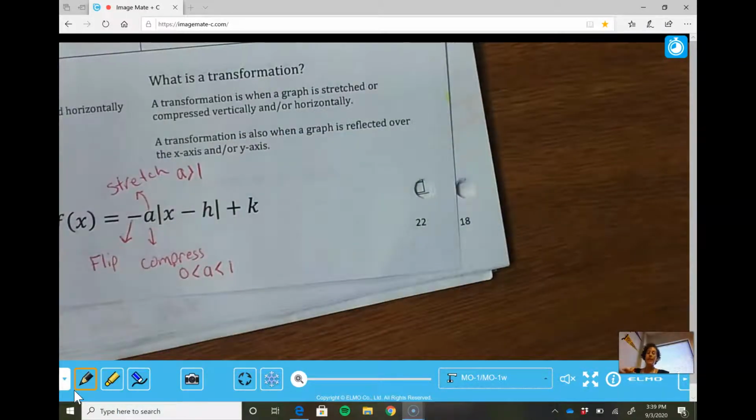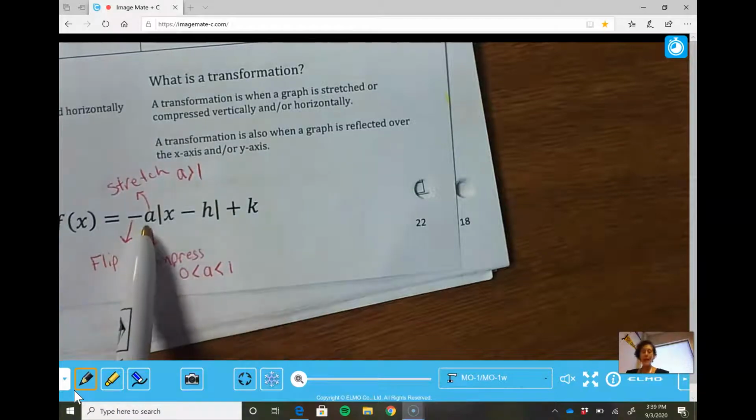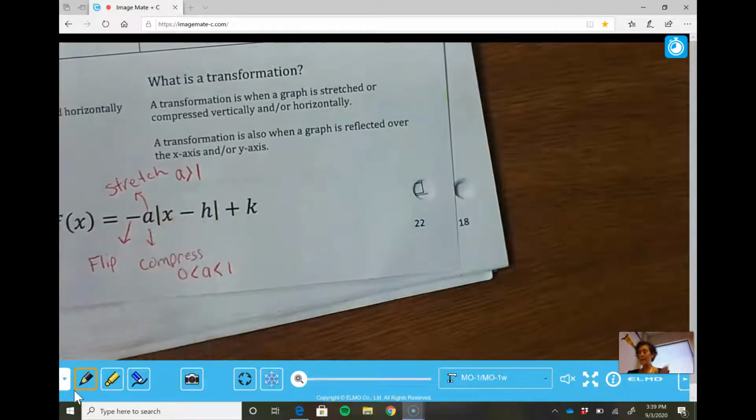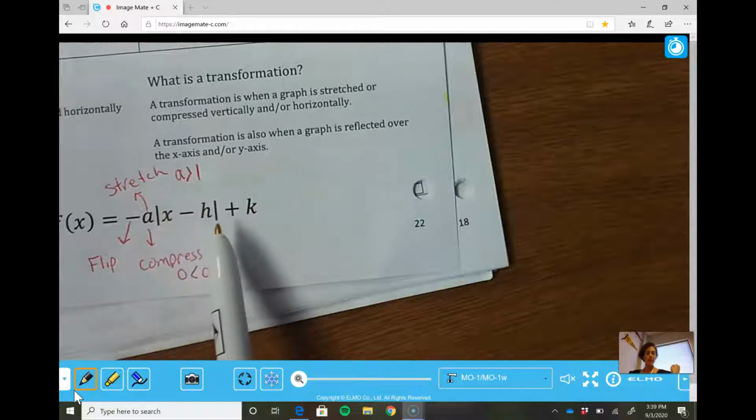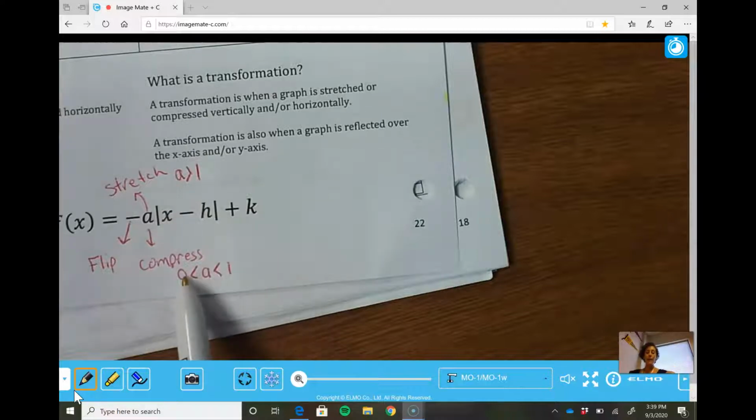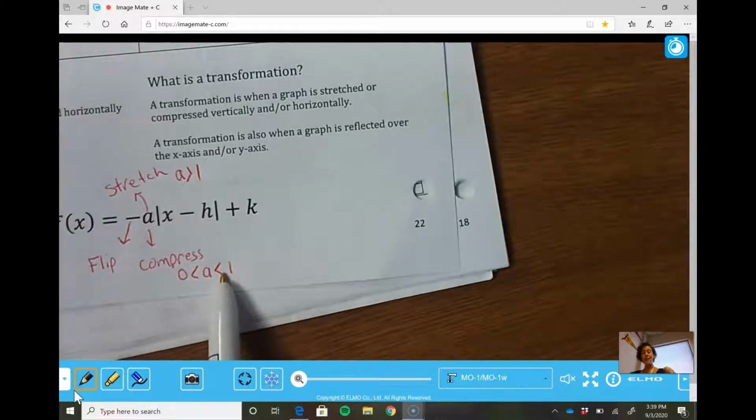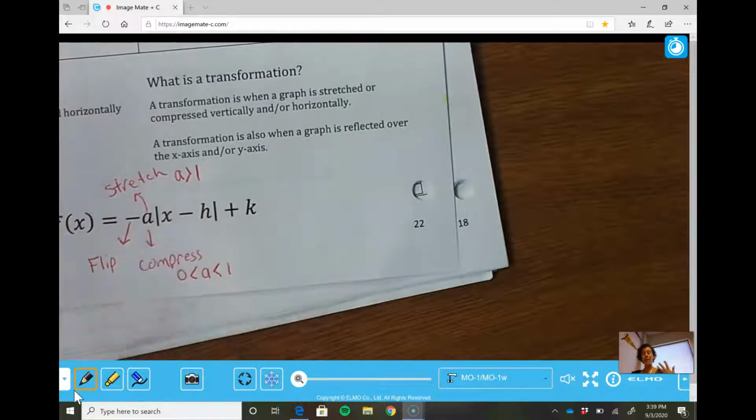So first of all, it can never be 1 because this A is actually multiplying these brackets, and if you take 1 times anything, 1 times 3, 1 times 4, 1 times 8, you're just going to get what you're multiplying by. So that's why it's never going to be 1, because then it doesn't change the stretch or compress. The reason why it's only going to be between 0 and 1 and never a negative number is because the negative already has its own job. I hope that makes sense.